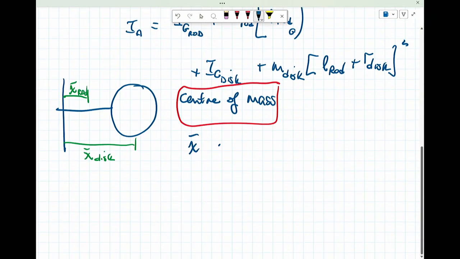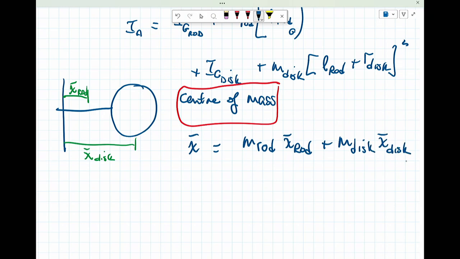So x bar for the system is a weighted average, just like you did with a system of particles, but now it's two rigid bodies that are attached to each other. So you have mass of the rod plus mass of the disk, and the weighted average is mass of the rod times its distance from the point of interest, plus mass of the disk times x of the disk, and then you calculate the x bar of that.